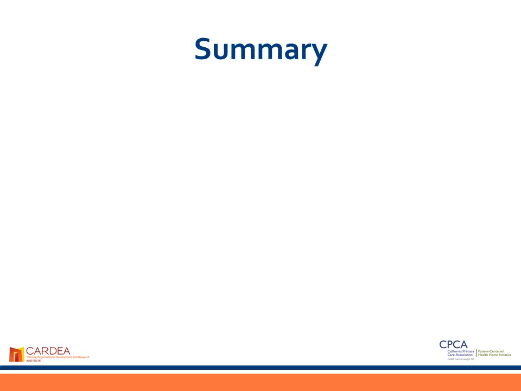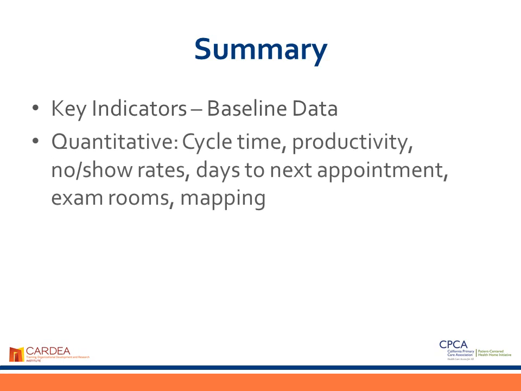We've been describing key indicators, baseline data for you to collect and examine, all to help you determine how your clinic is currently doing in regards to being efficient, productive, and providing good service to your patients. We've discussed cycle times, productivity, show and no-show rates, number of days to the next appointment, number of exam rooms, mapping, all of which are quantitative data, and then we've described an activity you can do with your staff called the ideal visit to get some qualitative data, a great activity to get ideas rolling about what changes you might want to make at your site.